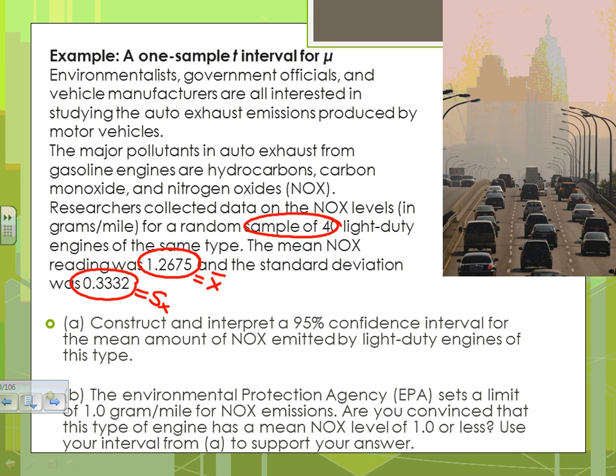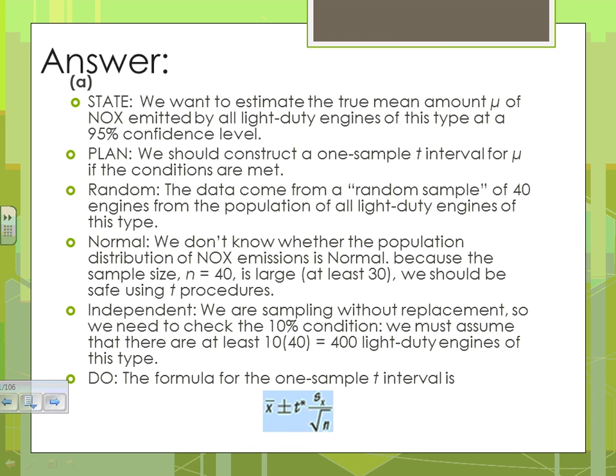So construct and interpret a 95% confidence interval for the mean amount of NOx emitted by light-duty engines of this type. So I'm going to go stat, over to tests, and since I do not know my population standard deviation, I use a t-test. So I'm going to be using a one sample t-test. So I can check my conditions. So here we're going to be using a one sample t, oh sorry, did I say test? Sorry, interval. It asked us to do an interval. One sample t interval for means.